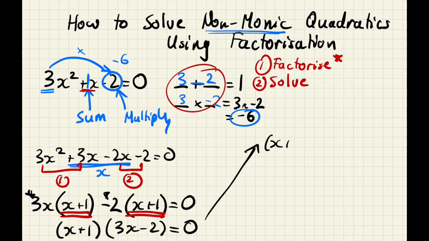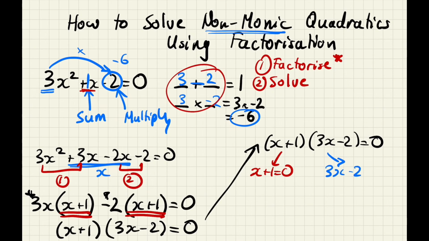Let's rewrite the equation up here. x plus 1 times 3x minus 2 is equal to 0. Then what we do is we proceed to equate what we've got in our brackets equal to 0. So x plus 1 is equal to 0, and then 3x minus 2 is equal to 0. Let's look at the red equation. This one's quite straightforward. Subtract 1 from both sides, and x is equal to minus 1.